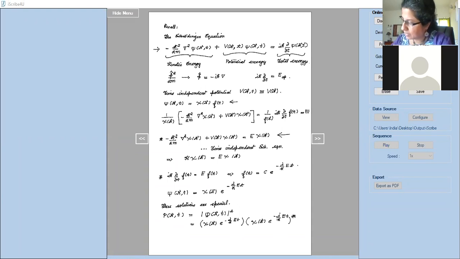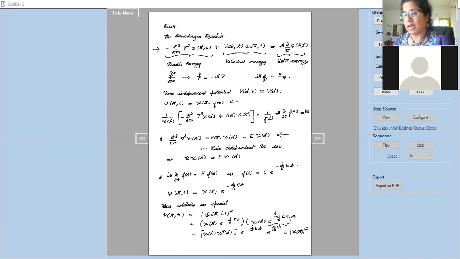So what does one get in that case? We'll essentially get, of course, chi of R, chi star of R, right? That is one. And what you will get over here is an e to the power of minus i by h cross Et, and you take the complex conjugate of this one, your minus sign goes to plus, right? So you will get an e to the power of i by h cross Et. So which means you're left with mod of chi r square, which is time independent. So because this is time independent, you call these stationary states.